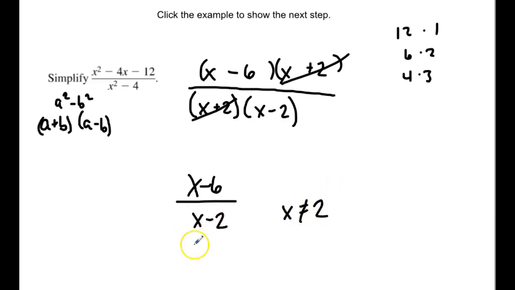Because if x was 2, then this would end up being a 0 in the denominator, and we can't have that. So I know that I have to include this piece, or it doesn't actually work, and I can't use that. So that's the first example.